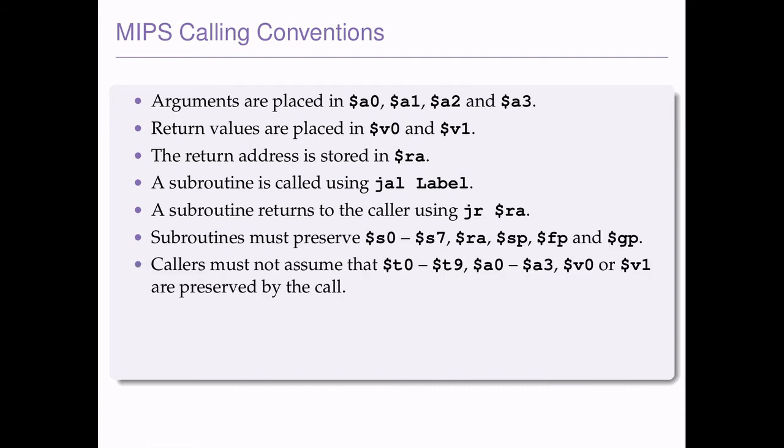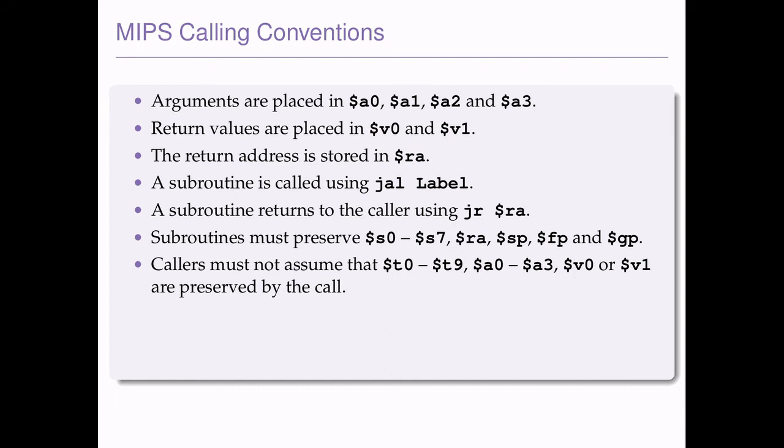As well as that, we have responsibilities divided between the subroutine and the caller. So the subroutine must preserve S0 to S7, the return address, the stack pointer, the frame pointer and the global pointer. And on the other hand, the callers must not assume that T0 to T9, A0 to A3, V0 or V1 are preserved by the call.